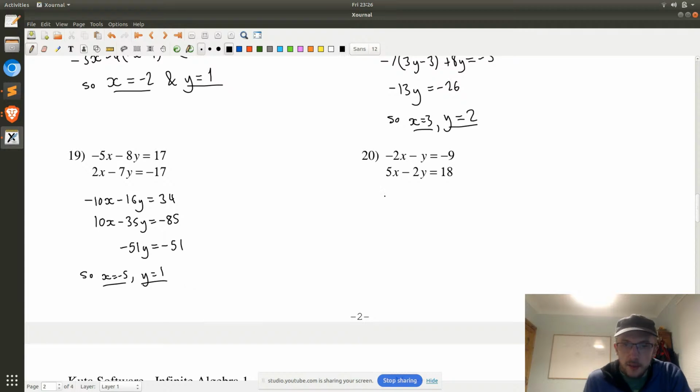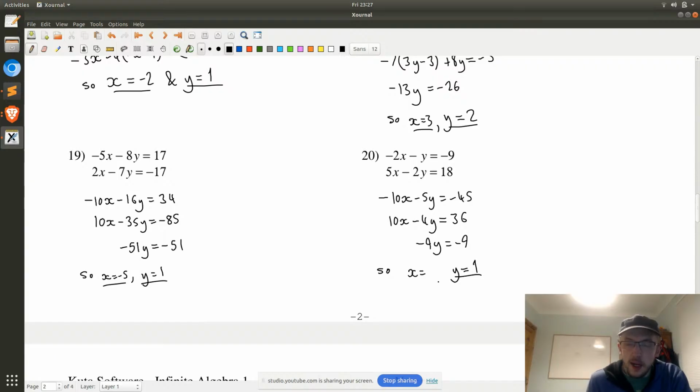Now, similar story. Top by 5. Bottom by 2. Add them together. So y is 1. And as for x, well, it must be 4. And check.